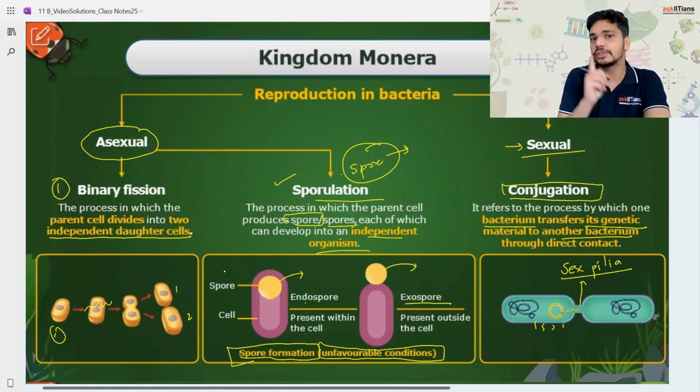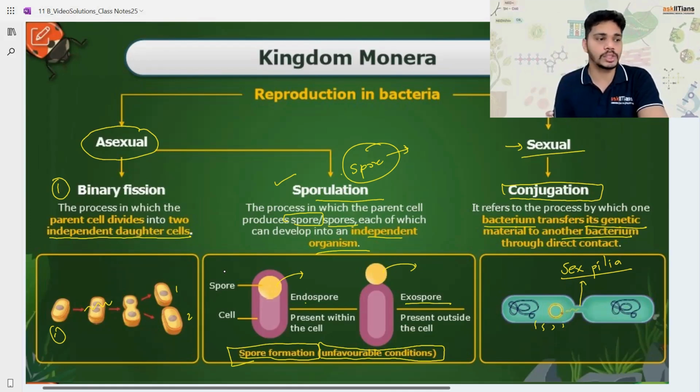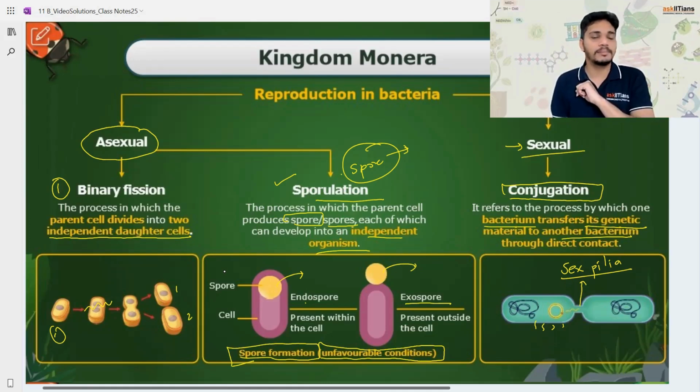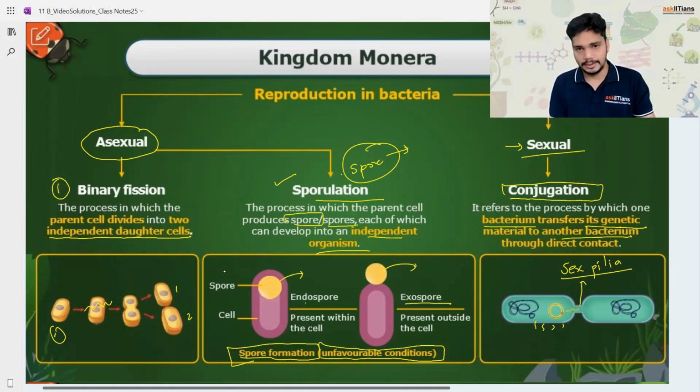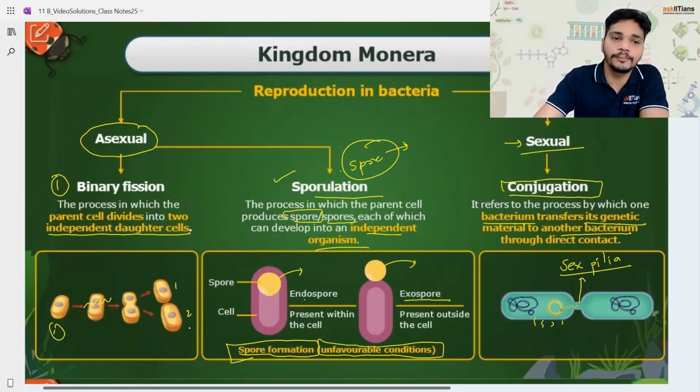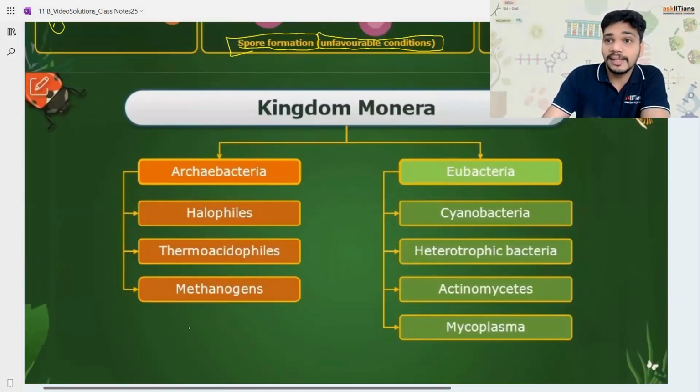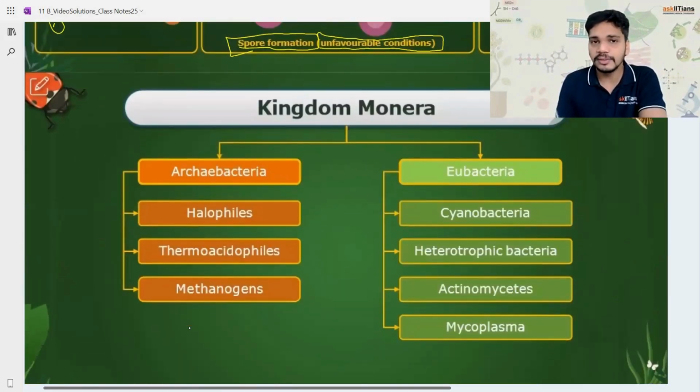So binary fission, sporulation, and conjugation. These points are very much clear to you? Yes. Now we are moving forward. Again, Kingdom Monera. We have to study that in detail, right? So we have to study it properly.